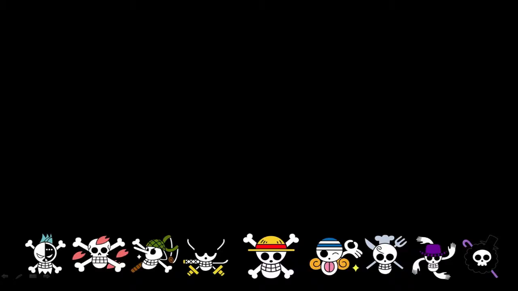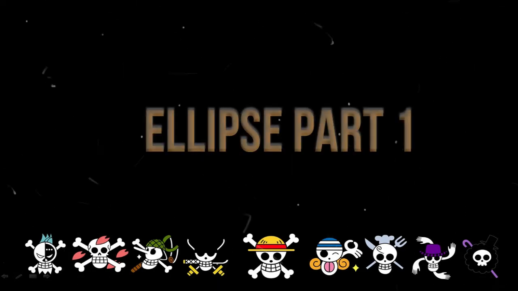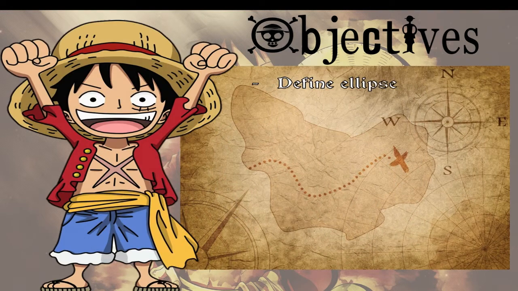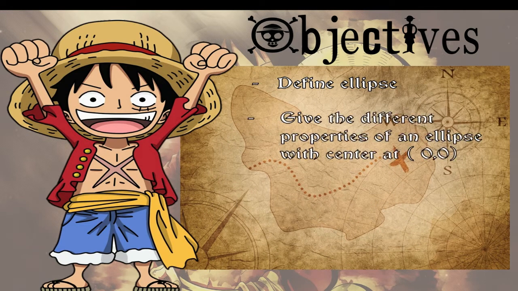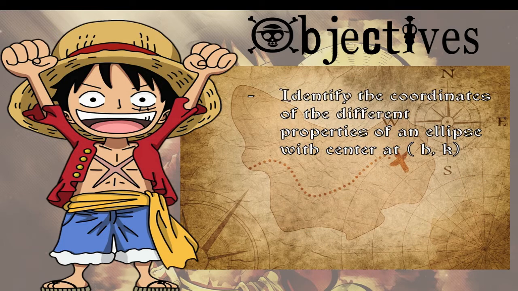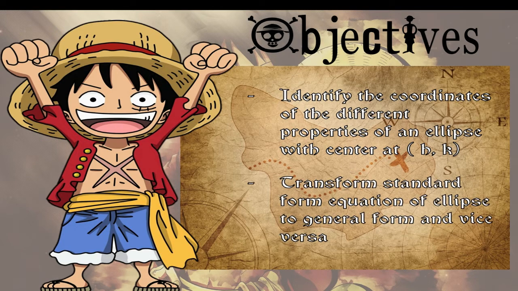Good morning everyone. For today's lesson, we are going to discuss ellipse. In this lesson, we need to define ellipse, give the different properties of an ellipse with center at (0, 0) or the origin, identify the coordinates of the different properties of an ellipse with center at (0, 0), identify the coordinates of the different properties of an ellipse with a center at (h, k), and also transform standard form equation of ellipse to general form and vice versa.